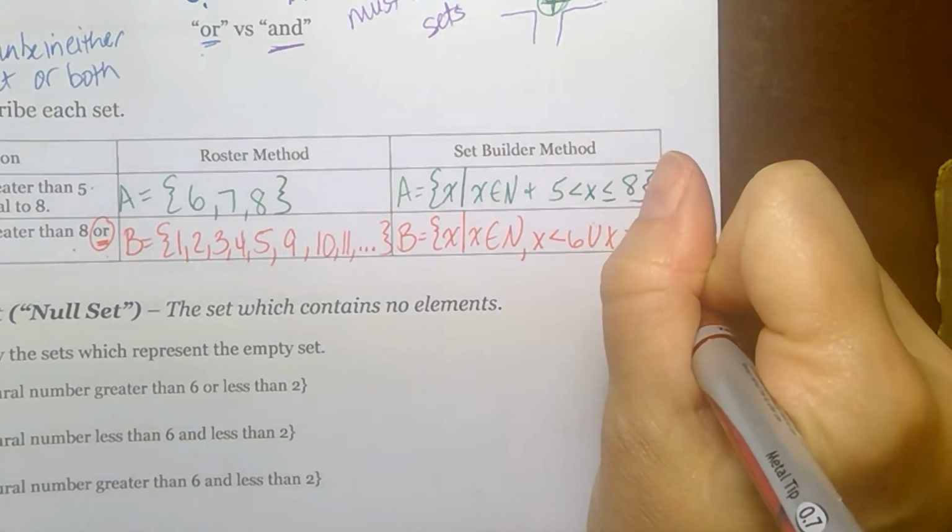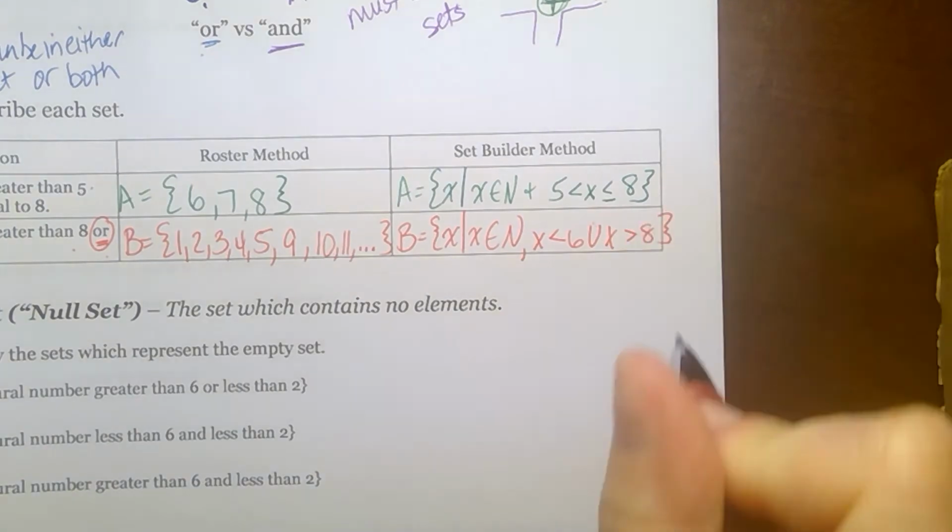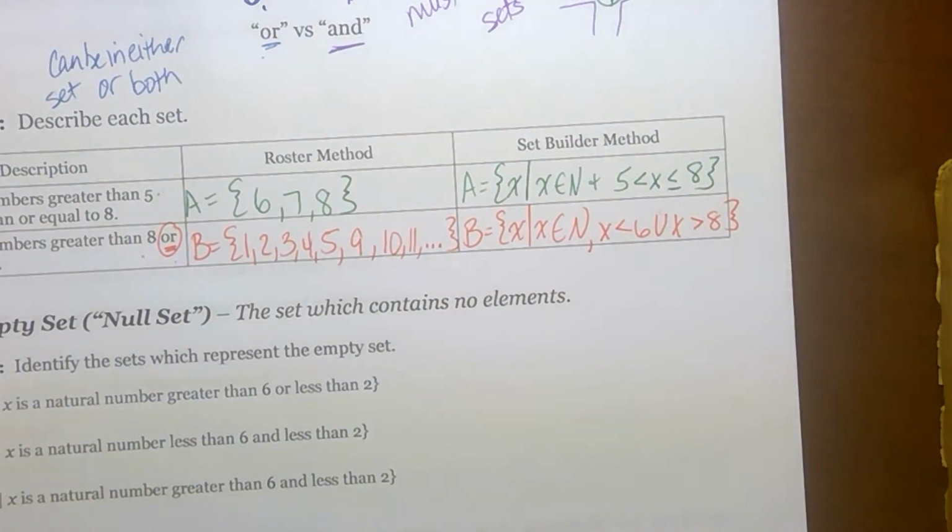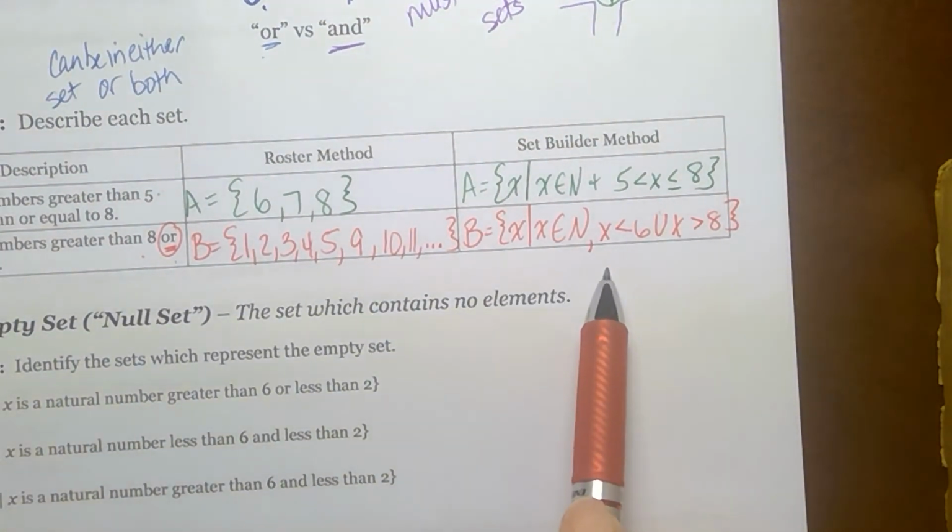X is greater than 8. There we go. So X is an element of the natural numbers, X is less than 6, or X is greater than 8.